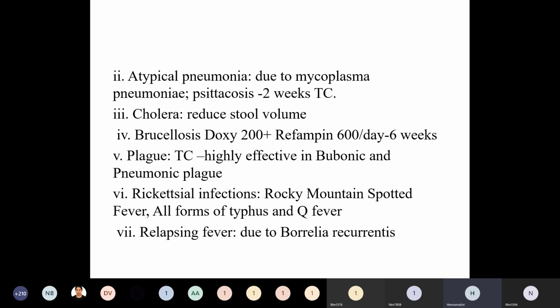And cholera, where it reduces stool volume and has adjuvant value. And brucellosis: doxycycline 200 mg with rifampicin 600 mg per day is given for 6 weeks. Plague: tetracycline is highly effective in bubonic and pneumonic plague. Others are rickettsial infections, Rocky Mountain spotted fever, all forms of typhus, and Q fever.